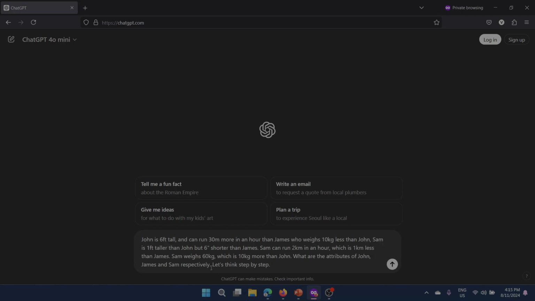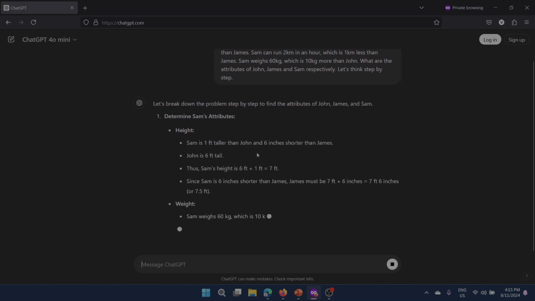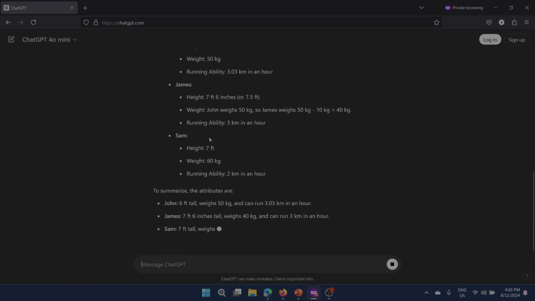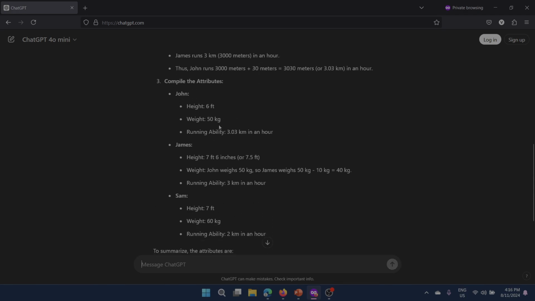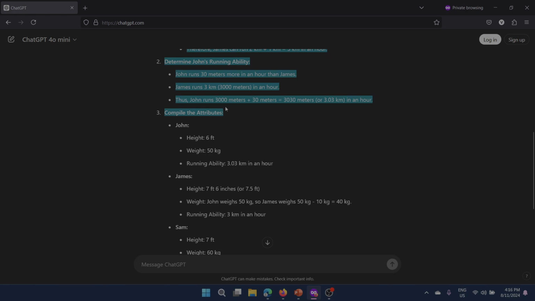Here, instead of asking it to answer directly, I am just appending "let's think step by step" to the end of the prompt. Now instead of giving us a direct answer, it will show us the calculations. As you can see, it got the correct answer. The weight is actually 50 kilograms and he runs 3.03 kilometers in an hour. You can see all of the calculations have been shown here.